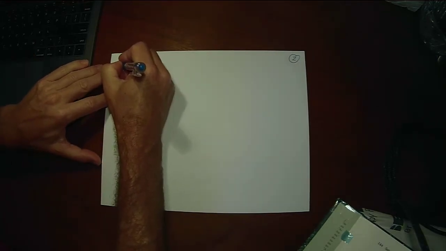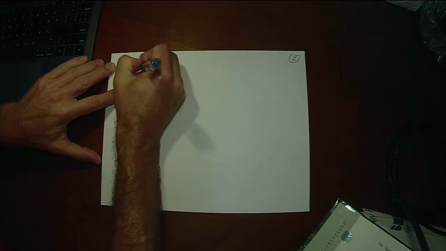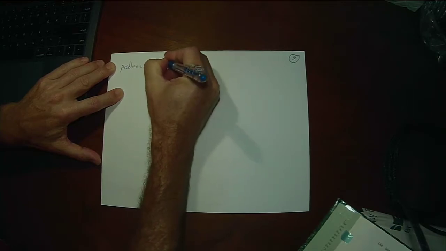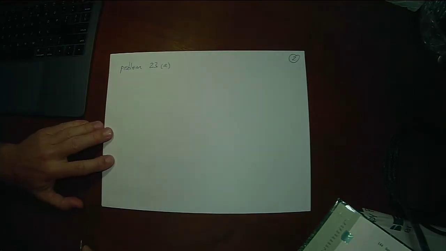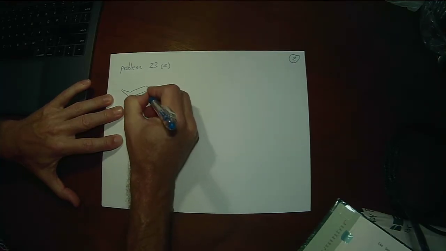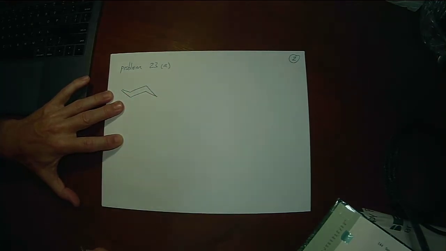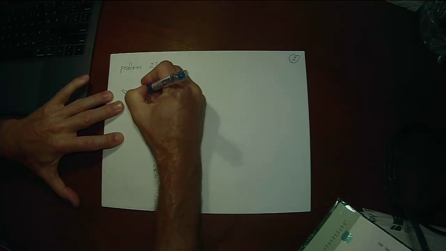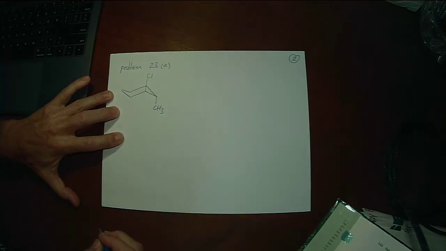So now what I want to do is look at the homework questions and go over a couple of those. I'm going to look at problem 23, and let's look at 23A. The way that's drawn in your textbook, you've got a ring that looks like this, and there's a CH3 down here in the axial position, and there's a chlorine up here in the equatorial position.